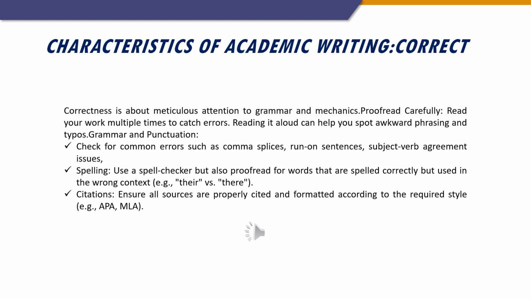Correctness is also about proper citation. If you are using citations, such as citing some research findings in your writing, you need to ensure that all sources are properly cited and formatted according to the required style. For instance, if you are using the APA style, all your citations should be formatted according to the APA style conventions. So this is about correctness in your essay.